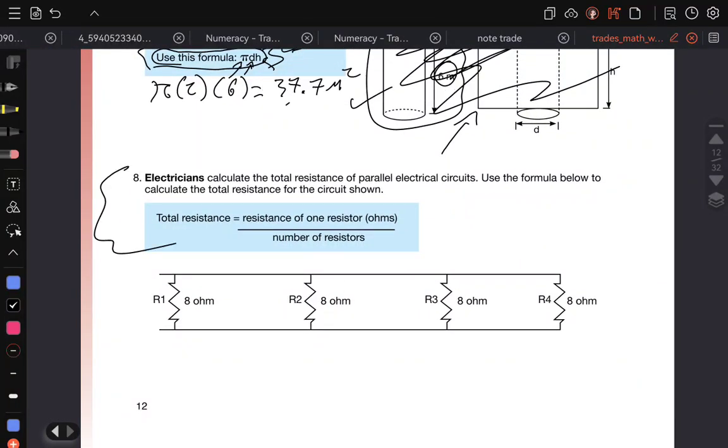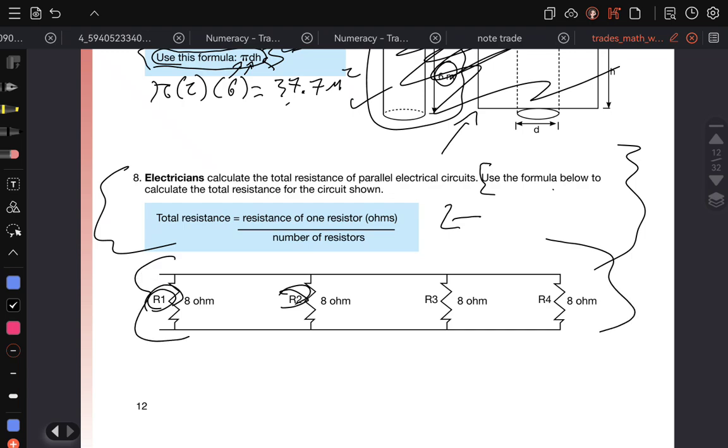Stop the video. Read the whole question. From this question, they want us to use the formula below to calculate the total resistance of the circuit shown. This is the circuit. This is the whole circuit, and this is resistance 1, resistance 2, resistance 3, resistance 4. And this is ohm, the resistance unit. And we do have the formula here.